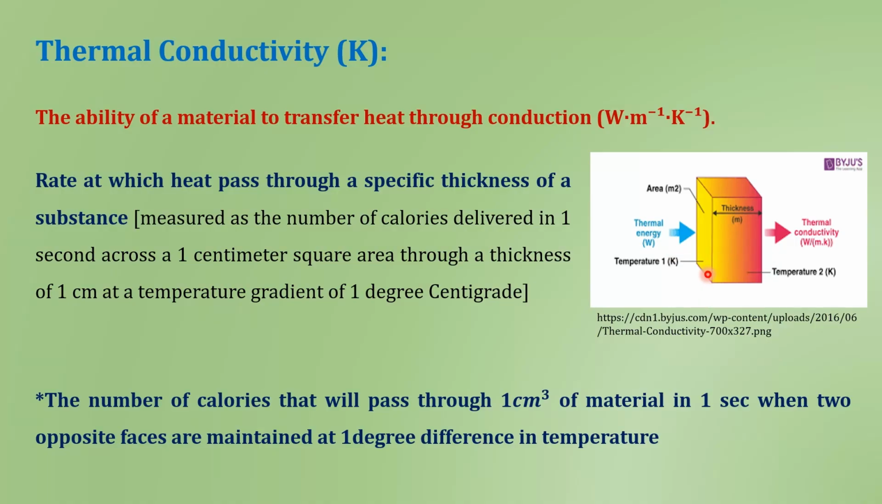For example, here we can see the temperature is 1 Kelvin and here the temperature is 2 Kelvin. So when two opposite phases are maintained at 1 degree difference in temperature, or we can say that there is a temperature gradient of 1 degree, in that case the rate at which the heat passes through the specific thickness of the substance is defined by its thermal conductivity.